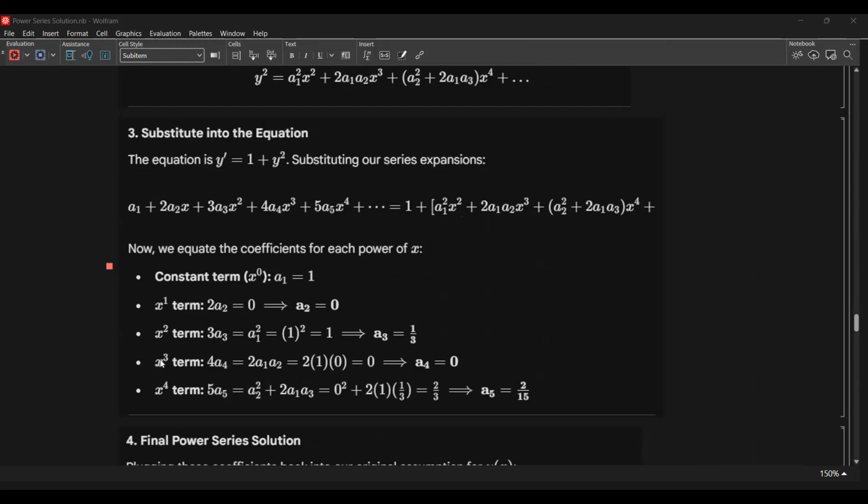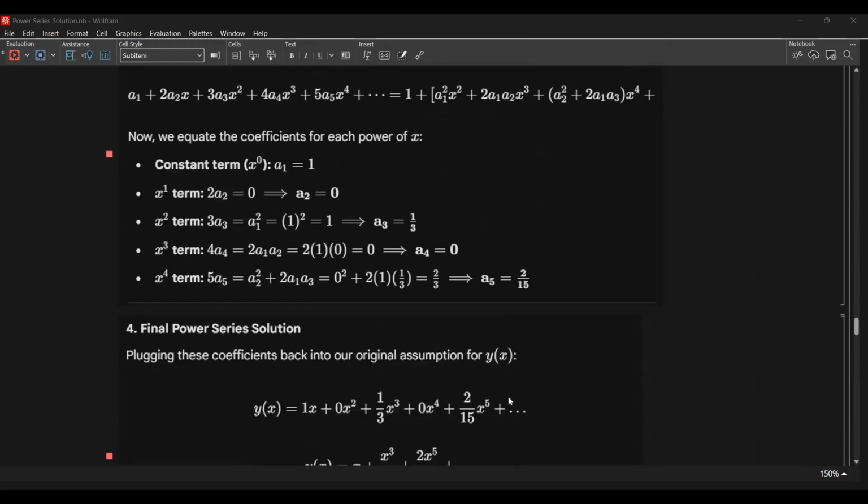Then for x cubed here, we have the x cubed on the right side. That is equal to 2a1 times a2 here. So we have to substitute here a1 and a2. So a2 is equal to 0, so this becomes 0. So a sub 4 equal to 0. Then for x to the fourth here, so 5a5 is equal to a2 squared plus 2a1 a3. So we have here a substitution, the values of a2, a1, and a3. So we have 2/3. So a5 equal to 2/3.